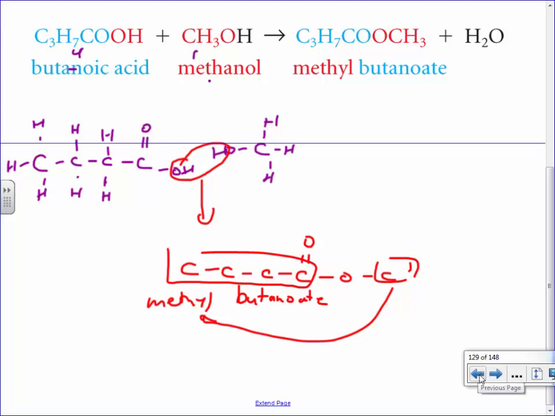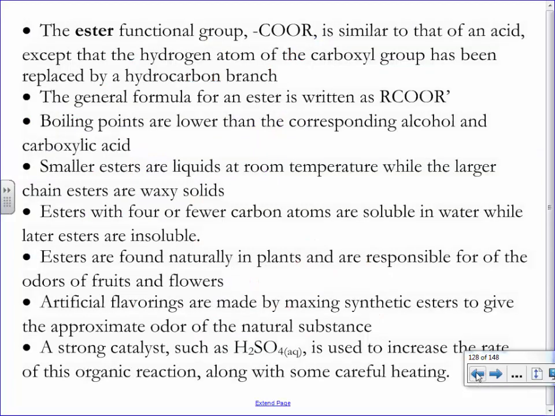Can I go back a slide then, if you guys are okay with this? I want to talk about properties of this, which I think was on this slide right here. Esters, if we had to rank them, come below carboxylic acids. The reason why is esters actually can't hydrogen bond.